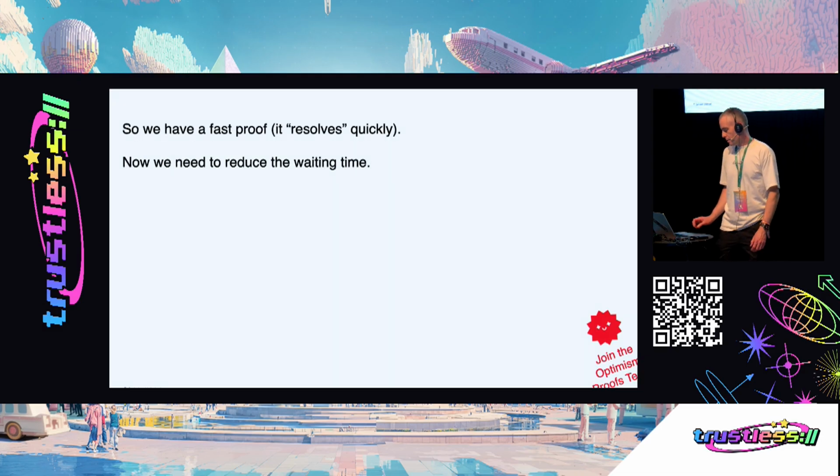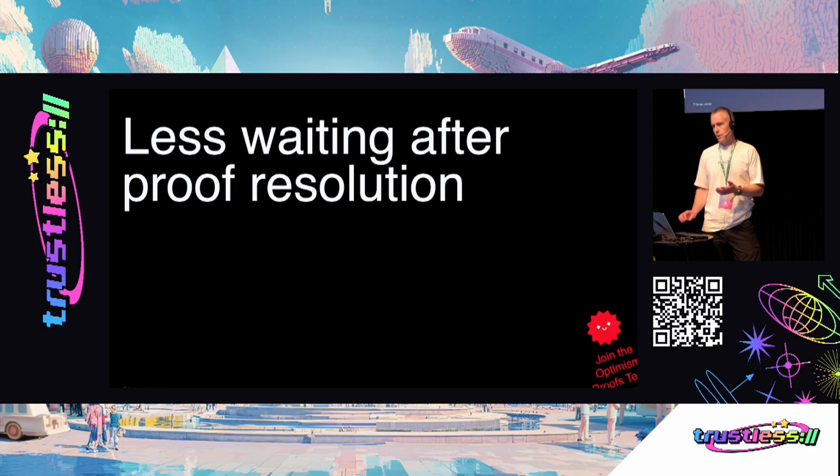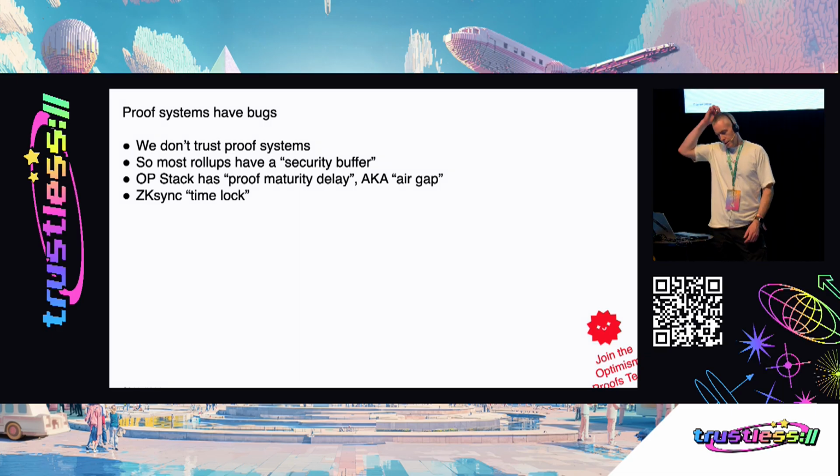So those are the options for speeding up the first part of your proof time. Now you have a fast proof, it resolves quickly. Now we need to reduce the second part of the withdrawal time. Most blockchains have a waiting period after the proof resolves. So this is after the proof is verified in the case of ZK.